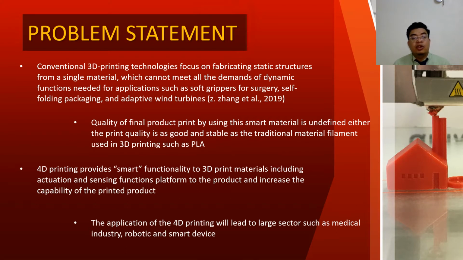Next point is the quality of the final product printed by using this smart material is undefined. Either the print quality is as good and stable as the traditional material filament used in 3D printing, such as PLA. While 4D printing provides smart functionality to 3D printing material, including the actuation and sensing function to the product and increases the capability of the printed product. By exploring more on 4D printing, the application of 4D printing will lead to large sectors such as medical industry, robotics, and smart device.